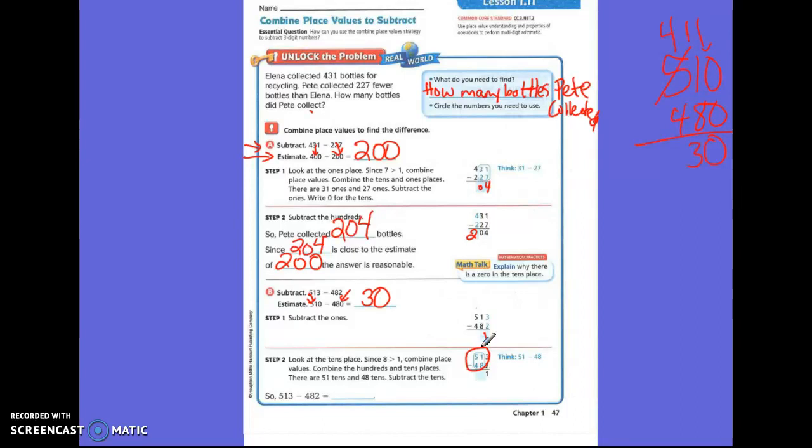So what you're going to do is, all you have to write is 3 right there on the blue box. Okay. So what is 513 minus 482, everybody? 31. Is 31 close to our estimate? Yes, 31 is close to our estimate of 30. So yes, that is all. You can go to the next page once you have that written down.